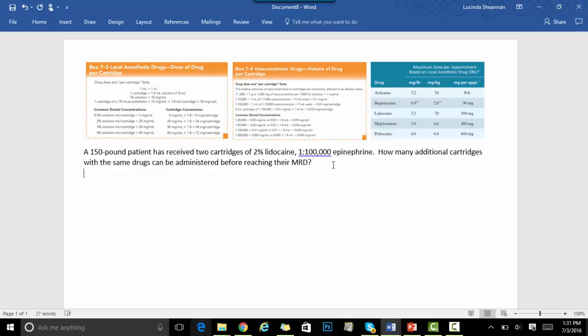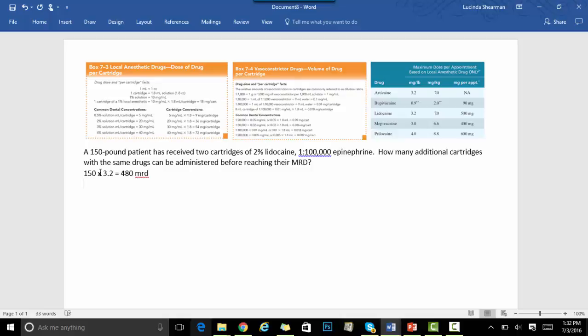Okay, this 150-pound patient received 2 cartridges already of 2% lidocaine at 1 to 100,000 epinephrine. How many additional cartridges with the same drug can be administered before reaching their MRD? The MRD for lidocaine is 500 milligrams. What's the patient's MRD? So we'll take their weight, 150, and we'll multiply it by 3.2. And we get 480 milligrams is their MRD.